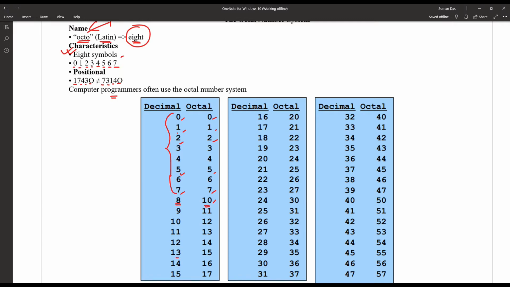Whichever is 13 in the decimal, that is 15 in the octal. Whichever is 15 in the decimal, now 17 in the octal. Whichever is 24 in the decimal, that is 30 in the octal. Whichever is 31 in the decimal, that is 37 in the octal. Same as whichever is 39 in the decimal, that is 47 in the octal. Whichever is 46 in the decimal, that is 56 in octal.